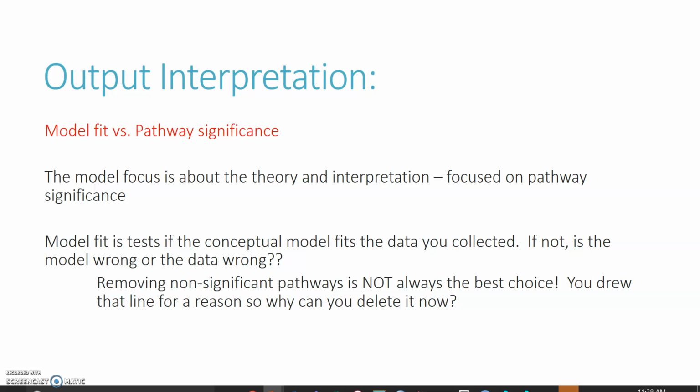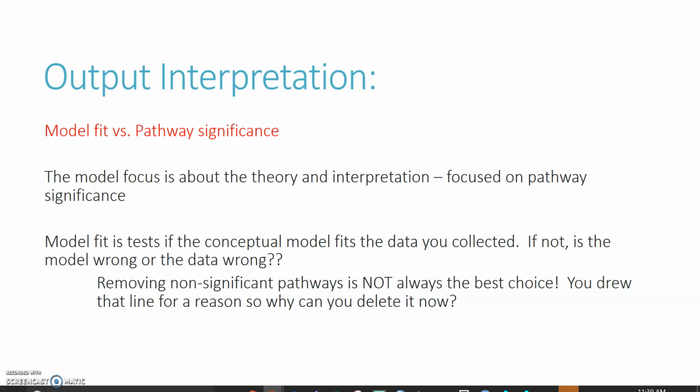With path analysis, the model is focused on theory and interpretation. It's a predictive model. It's no longer a measurement model. So it's really more focused on pathway significance, but we do report model fit as well. And this gets really confusing, because if the data you collected doesn't fit the conceptual model, which one is wrong? Is the data wrong or is the model wrong? Most of the time in these situations, we assume that the data is correct, that people were honest, that the patterns we're seeing are all correct, and that the model itself was wrong.